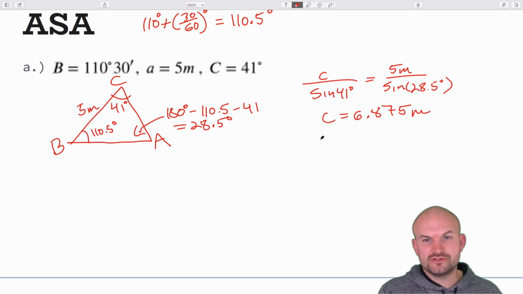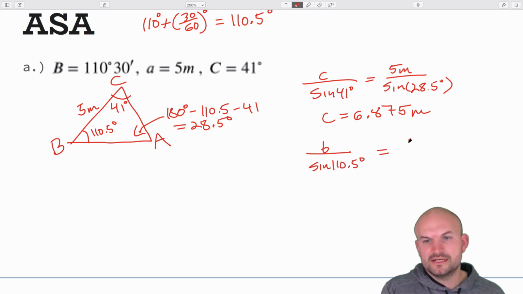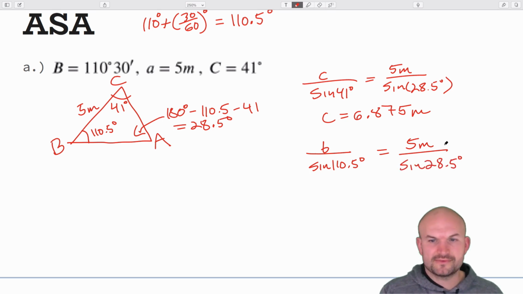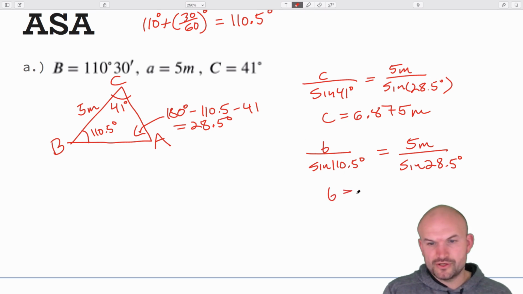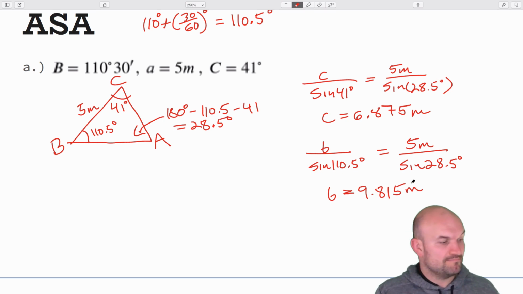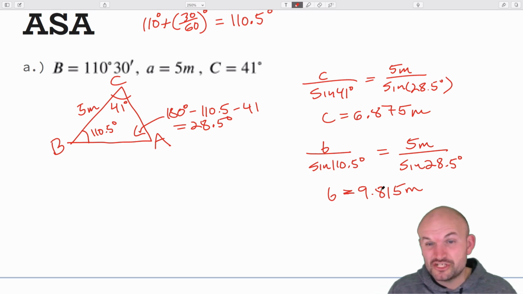Right, so then the next ratio, let's use B. So I'll have B over the sine of 110.5 degrees is equal to, again, 5 meters over the sine of 28.5 degrees. All right, so now we're just going to do the same thing here. I'm going to do 5 times the sine of 110.5 and then divide that by the sine of 28.5. In this case, I get B is equal to 9.815. Which makes sense. And again, that's going to be meters.